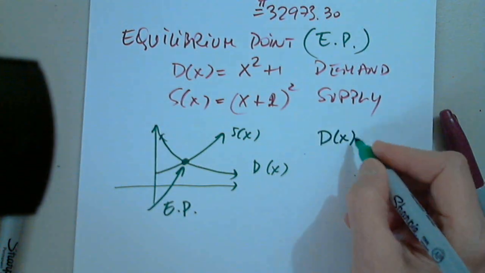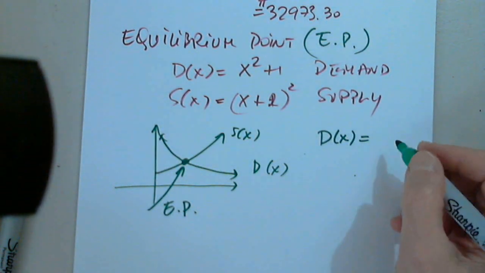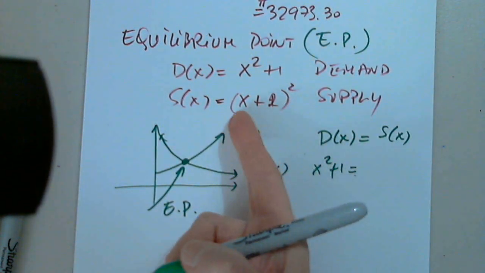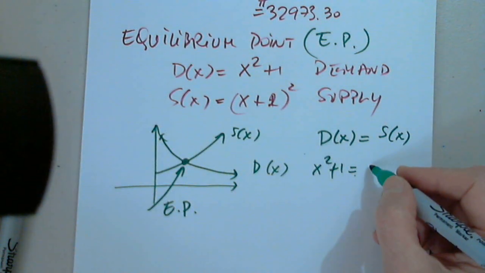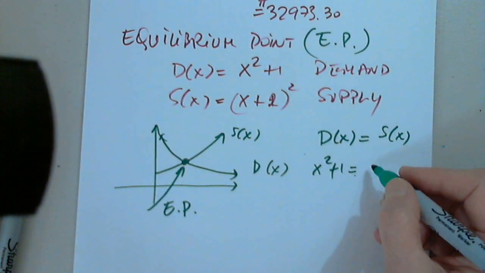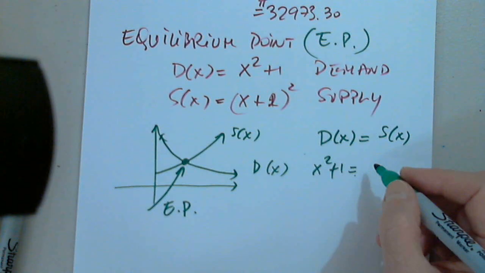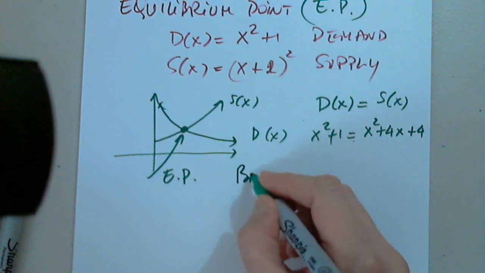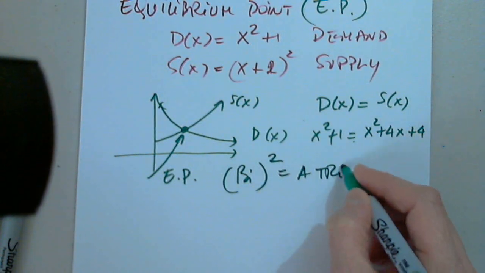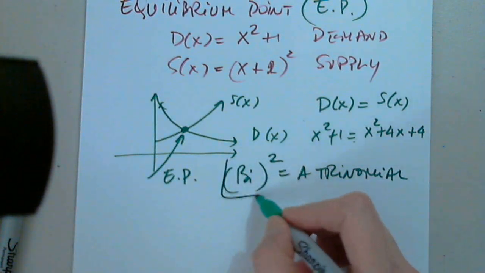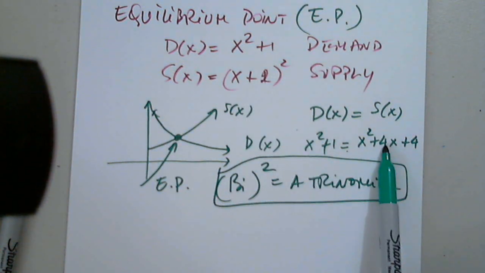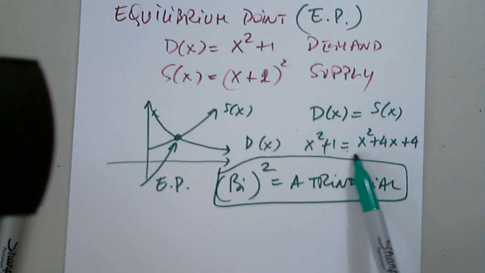Very good. So d of x, thank you. Good. So I have x squared plus 1 equals, can anyone give us this squared? X squared plus 4x plus 4. A binomial squared is a trinomial. Please remember that. So the first term squared plus 2 times the first times the second plus the second term squared.